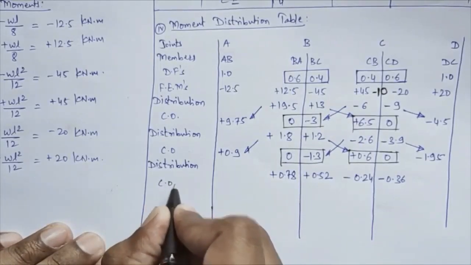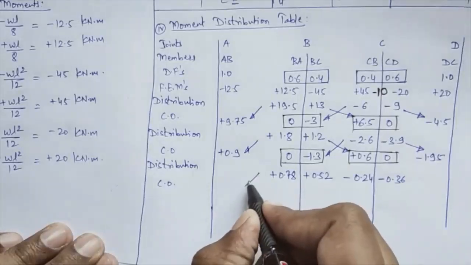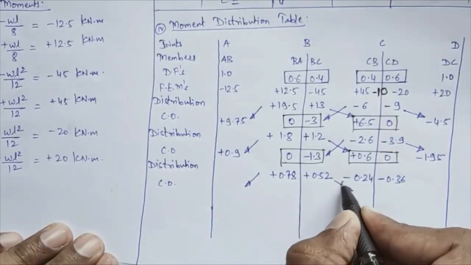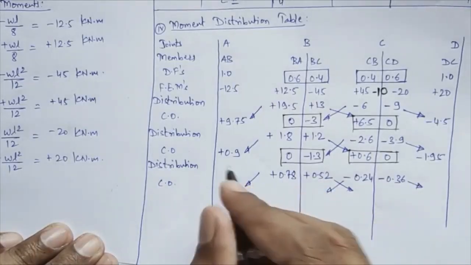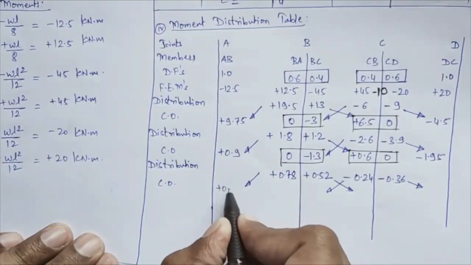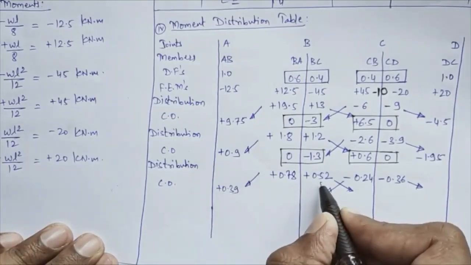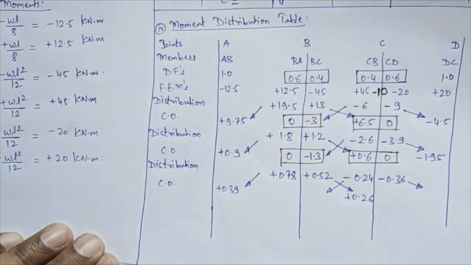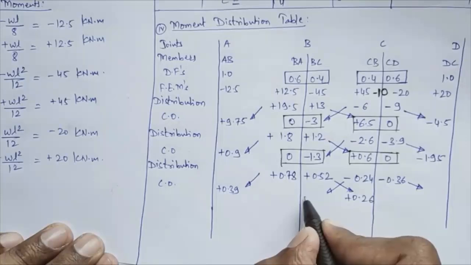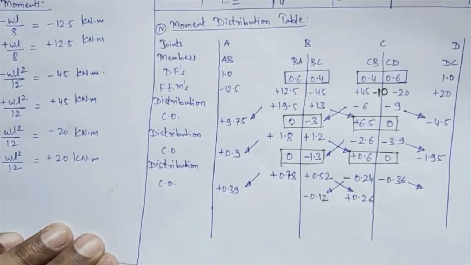So almost at 0 point I am getting, but I want to get more precision, so I'll carry out one more carry over for this. I'll repeat the same cycle again for carry over. So half of 0.78 will be plus 0.39, next half of 0.52 will be plus 0.26, next half of 0.24 will be minus 0.12, and half of 0.36 will be minus 0.18.